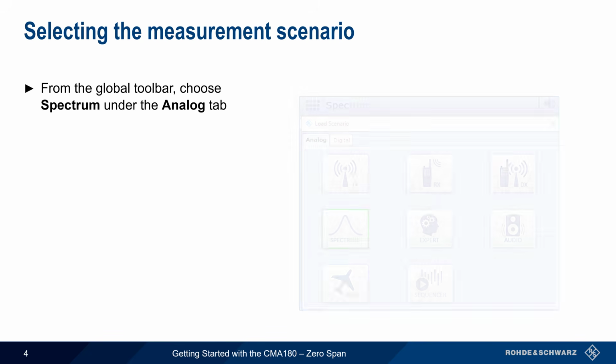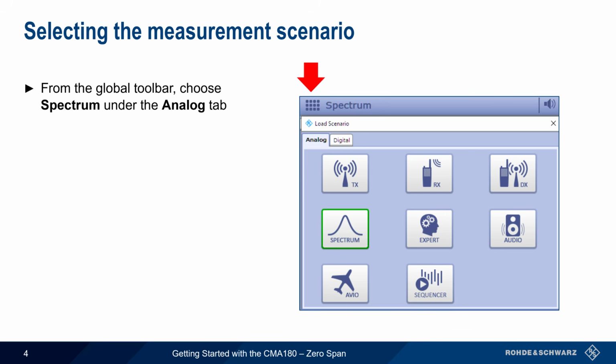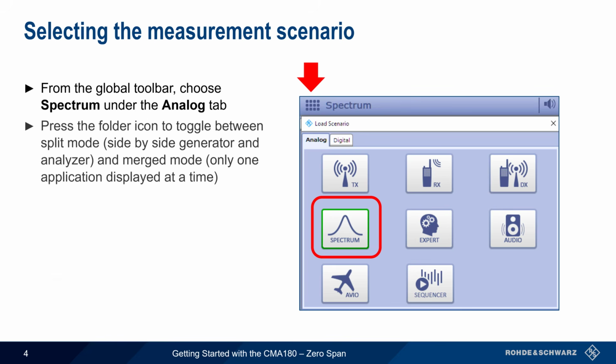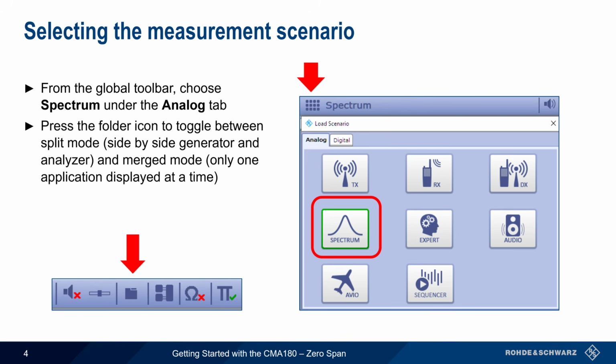To select the spectrum analyzer scenario, click on the global toolbar and then choose Spectrum under the Analog tab. Once the application is started, press the folder icon to toggle between Split mode, which shows the generator and analyzer applications side by side, and the Merged mode, where only one application is displayed at a time.